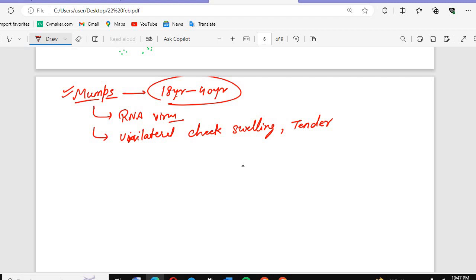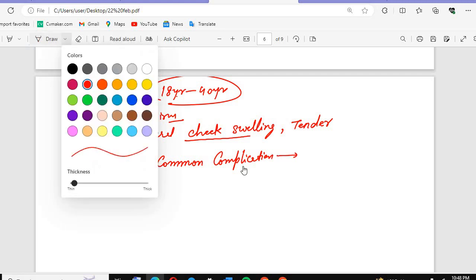If it doesn't subside, it can lead to complications. It is a bit more common in boys, but you can see that it can be seen in females as well. There is unilateral cheek swelling, and there will be more tenderness. What is the most common complication of the mumps? Remember that it is aseptic meningitis.